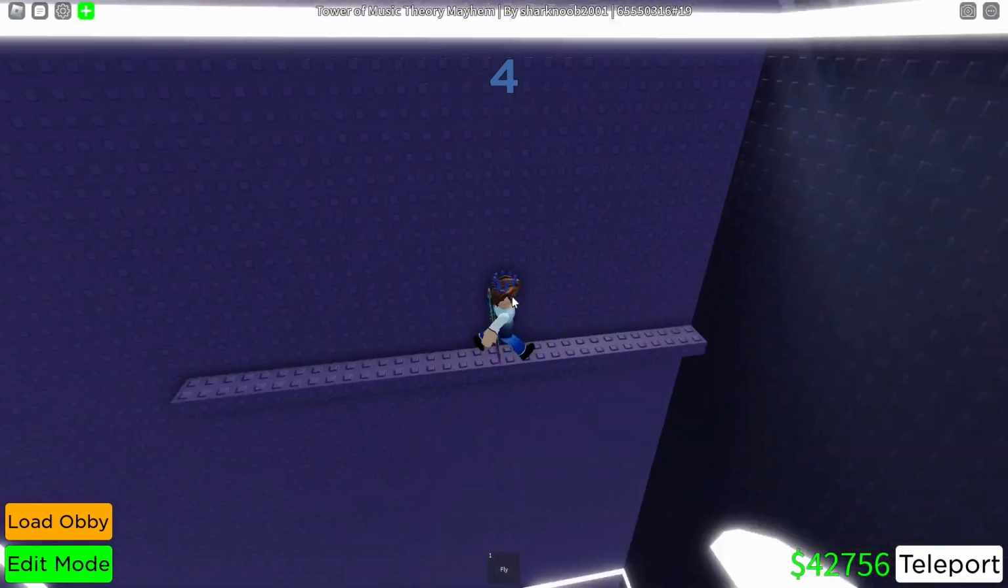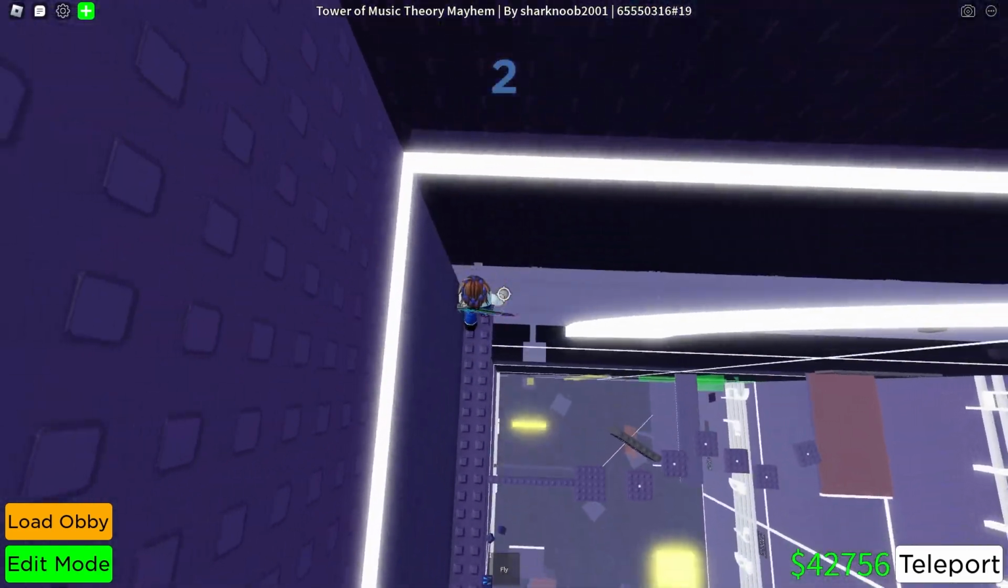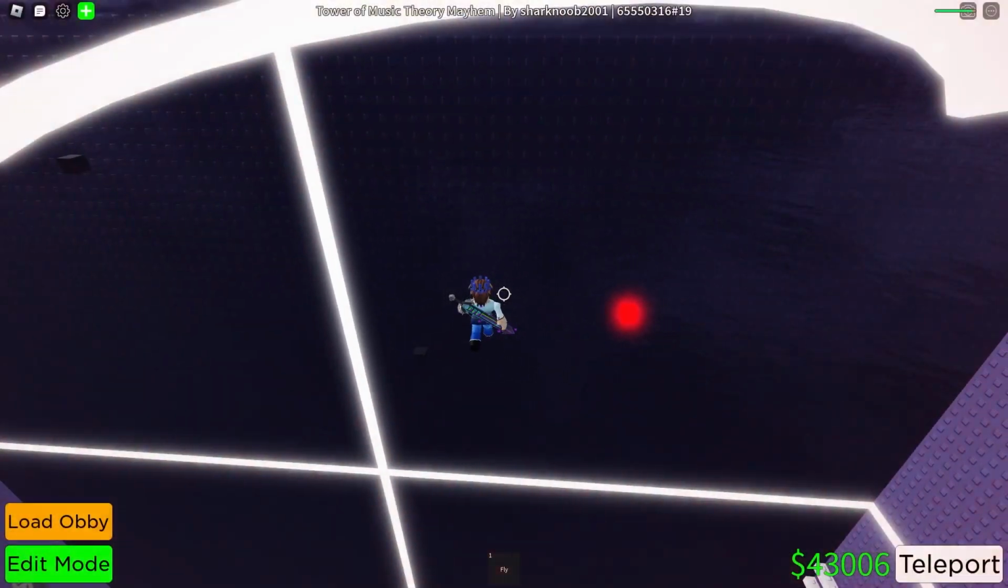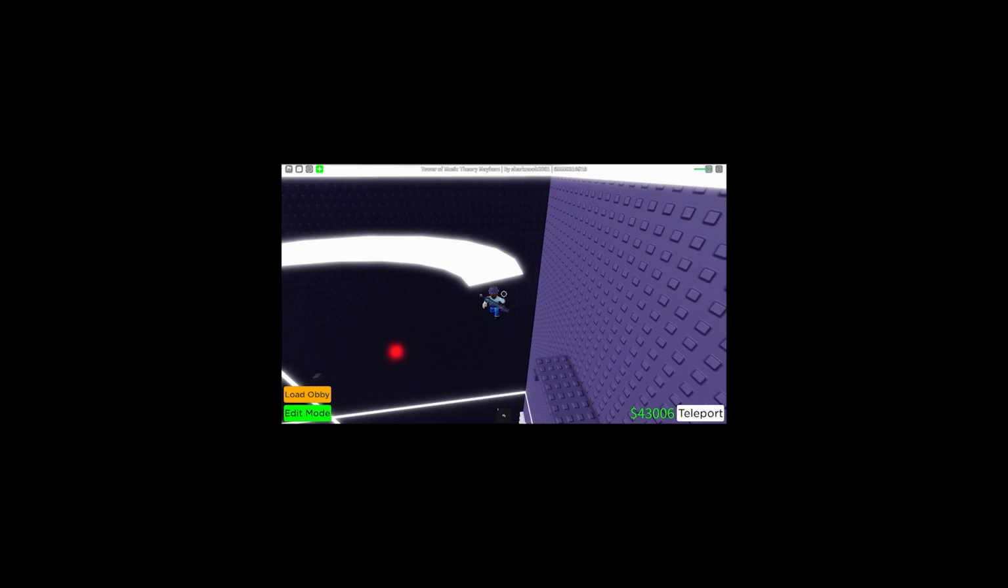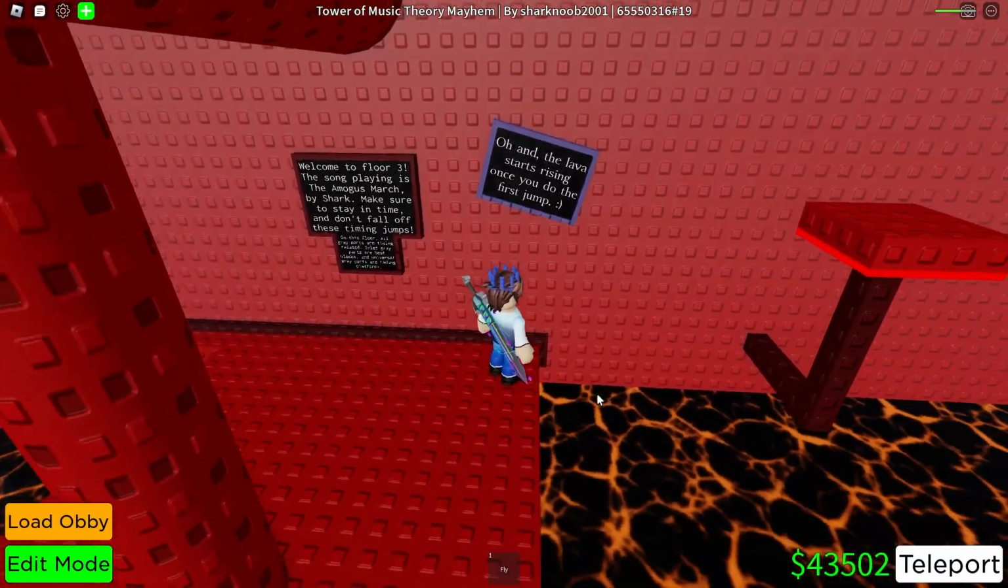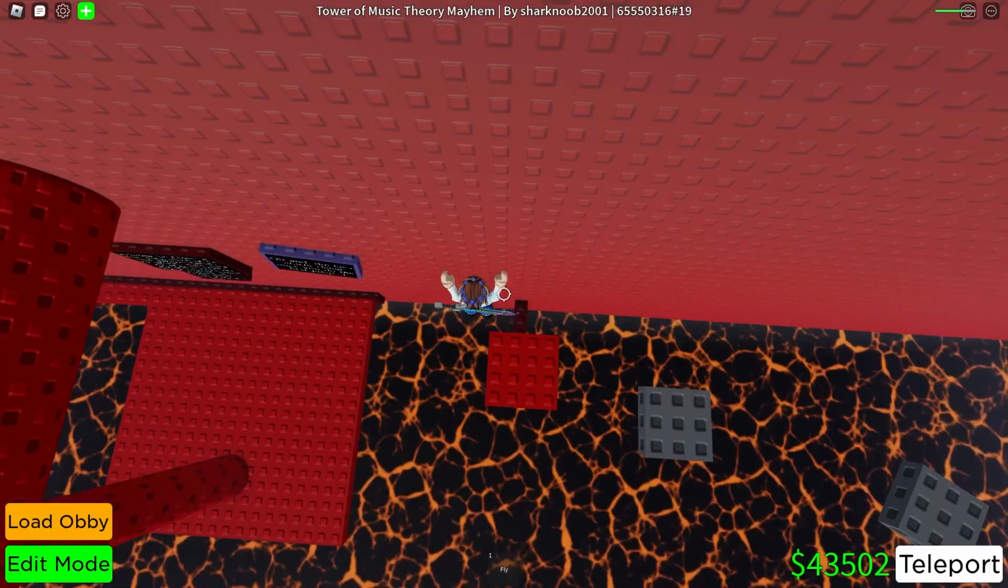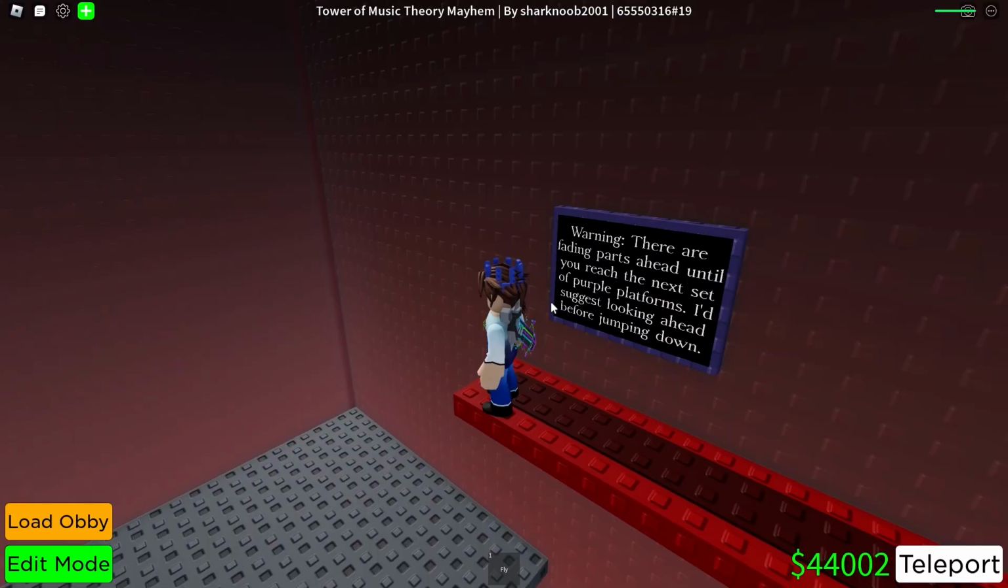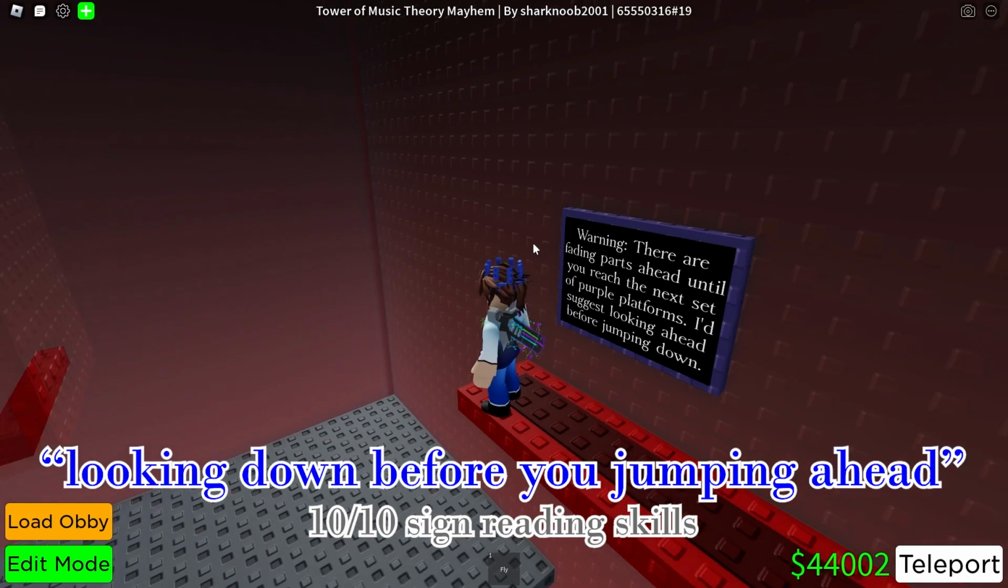Also, this is a conveyor that goes this direction towards this wall, unmarked, because it only goes 20 speed, and it's fine if you don't know it's there. Then we have the tower crossing to floor 3, Tower of Among Us. I didn't make the lava start rising. For now, it doesn't. Warning, there are fading parts ahead until you reach the next set of purple platforms. I suggest looking down before you jump ahead.